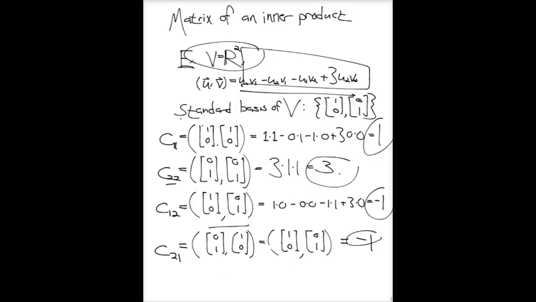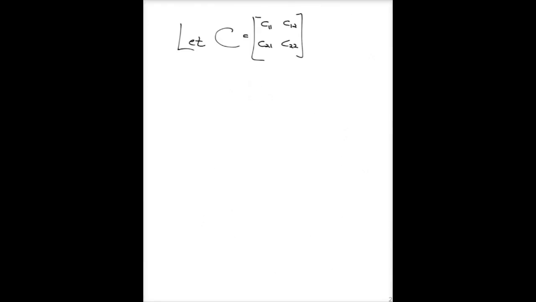It's just a naming convention, but I'm making it for a good reason, because now I'm going to take these elements and build a matrix out of them. Let big C be the matrix with c_ij in its ijth position. Of course, we'll insert the numbers. In this particular example, this is the matrix (1, -1; -1, 3).